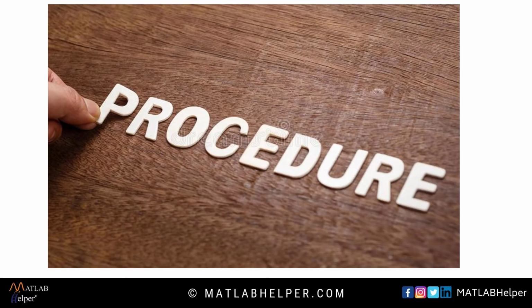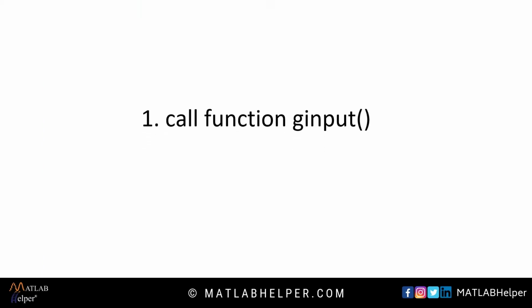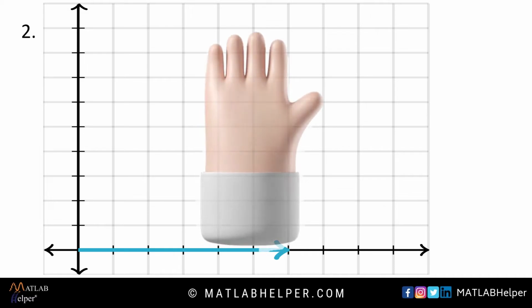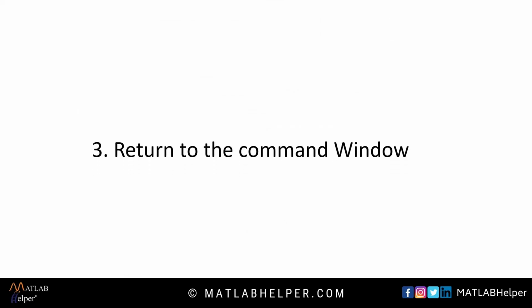Now I will tell you four simple steps to follow in order to draw a hand in MATLAB. First, call ginput function. Second, keep your hand on the plot. Mark the coordinates for the hand by clicking on the plot or at exact coordinates which you think can create a shape you want. Third, return to the command window by clicking on the return key.